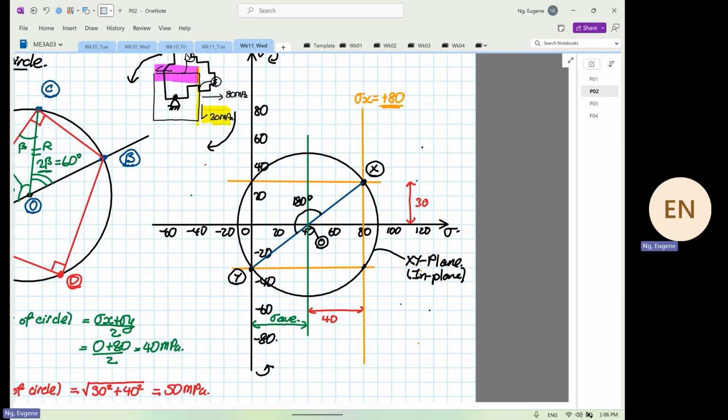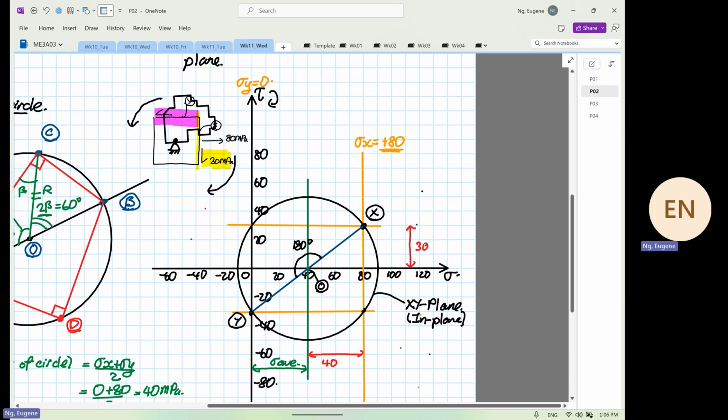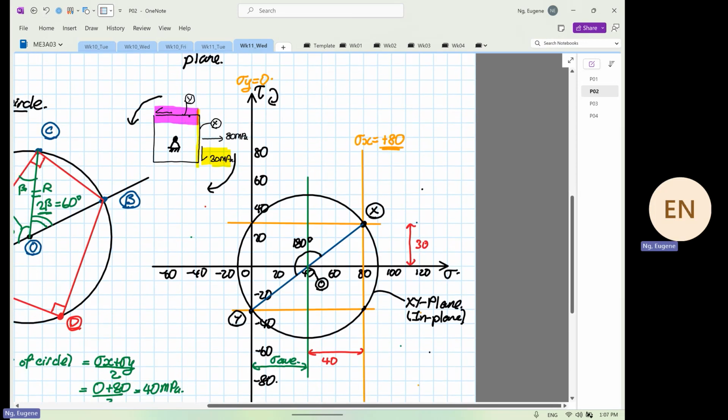This angle over here, how did it do that? This angle over here is what? 90 degrees. So on the element, if it's theta, on Mohr's circle it is equal to what? 2 theta. I could go through 2.5 pages of derivation for this.